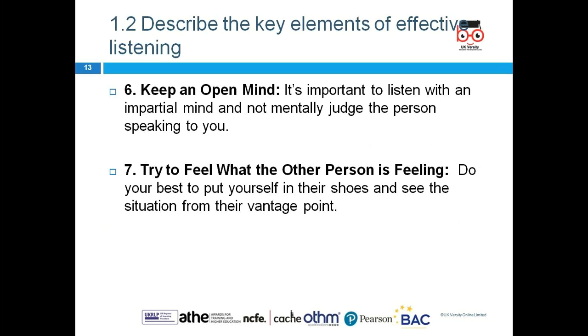Now, number 6 is keep an open mind. Don't make any judgments based on what the person might look like. Unfortunately, we do jump to conclusions and judgments, and we shouldn't, but we do. So try and keep an open mind. Some things they might be saying to you, you might not agree with on a personal level. But again, you're in a business environment. You're not there to judge someone. So just find out what's going on and speak to them in accordance with that.